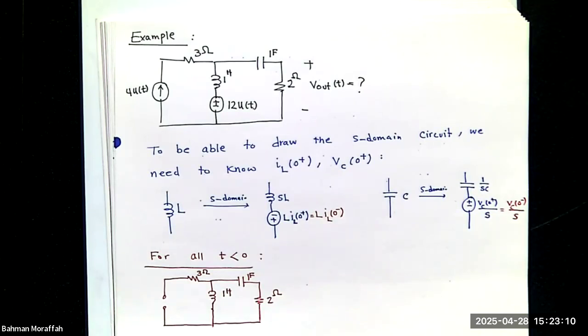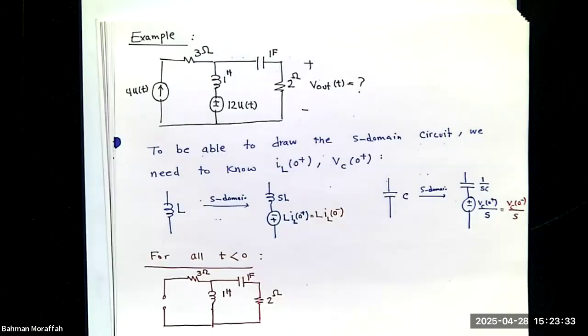Yes. So when we see u of t, we always assume it's 0 at times less than 0 and 1 at times greater than 0. Yes, that's the definition. It's always this. u of t is always 1 for times greater than or equal to 0, and it is 0 for times less than 0. So this is my circuit for all times less than 0.